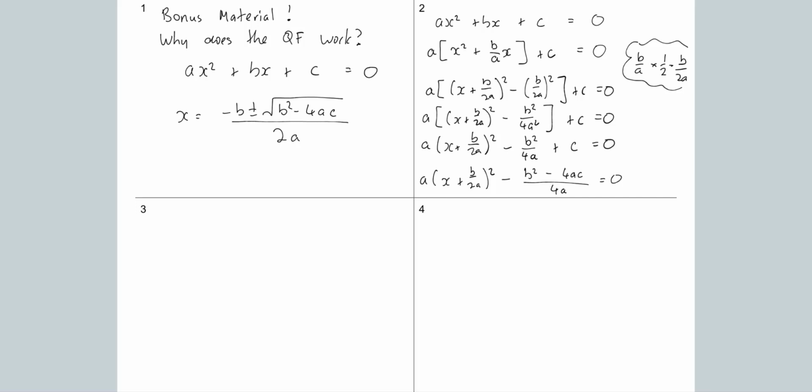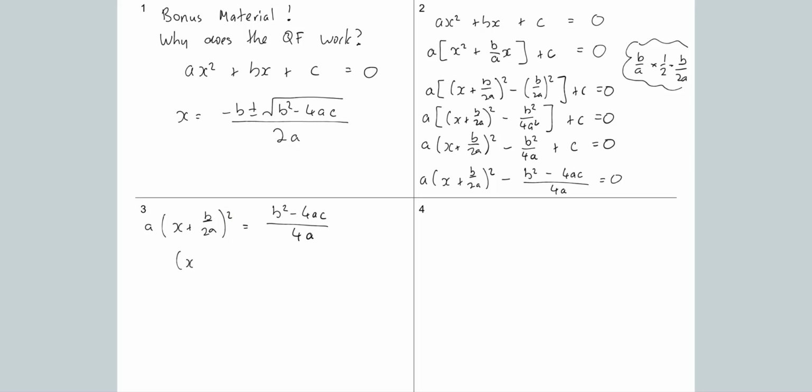Okay, moving on. We are actually nearly there. Going off to slide 3 now. I'm going to add that big old fraction to the other side. So I'm left with a outside of x plus b on 2a all squared is equal to b squared minus 4ac all over 4a. And I don't know if you remember from our last 2 videos back, if I've got this outside the bracket, I'm going to have to divide before I square root. So I'm going to divide both sides by a.